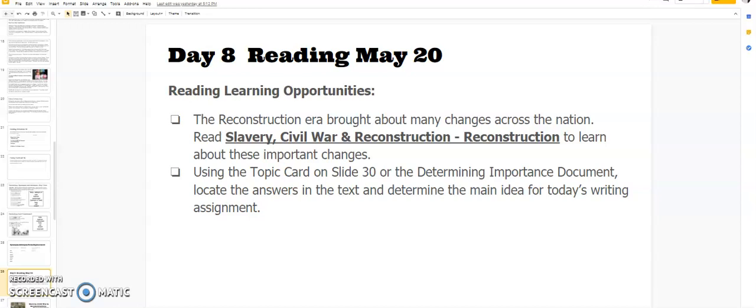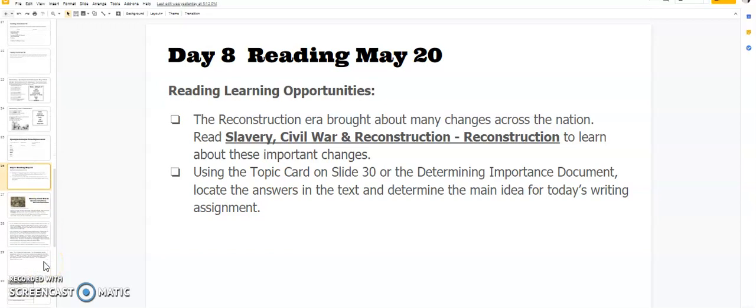So our reading learning opportunities today. The Reconstruction era brought about many changes across the nation. Read Slavery, Civil War, and Reconstruction to learn about these important changes. Using the topic card on slide 30 or the Determining Importance document, locate the answers in the text and determine the main idea for today's writing assignment.